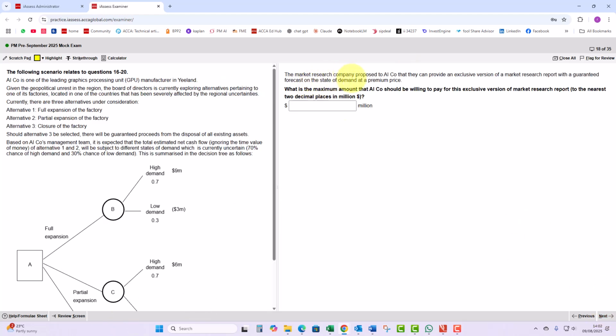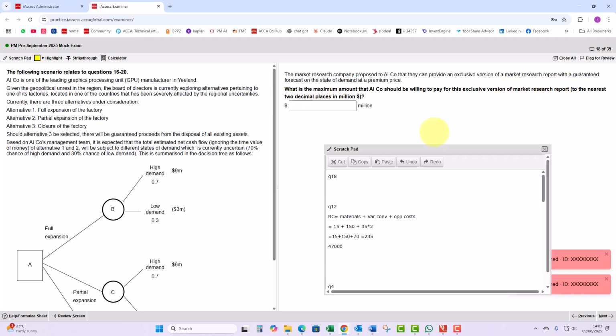And then the market research company proposed to Alco that they can provide an exclusive version of a market research report with a guaranteed forecast on the state of demand at a premium price. What's the maximum amount they should be willing to pay for this exclusive version of the market research report to the nearest 2 decimal places? This is a value of perfect information question, and we calculate the expected value without perfect information and the expected value with, and the difference is the maximum amount we'd be willing to pay for that information.